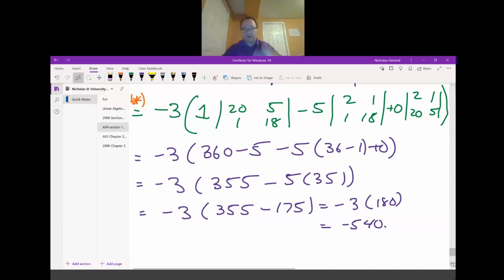All right, so any questions about how we did this and how we can be a little bit more strategic if there are zeros and how we're going to compute these determinants?